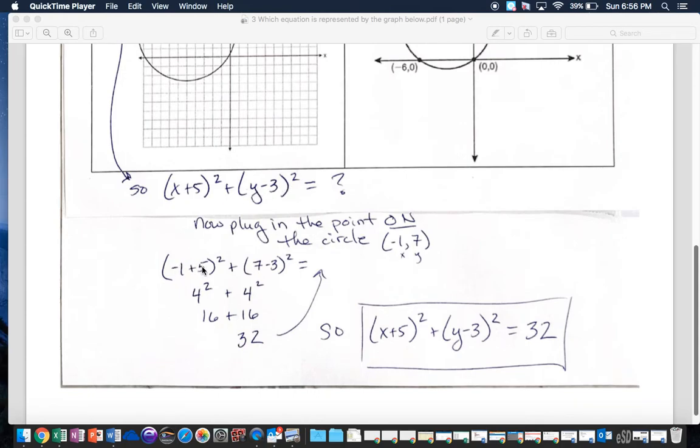So I get negative 1 plus 5. I'm still squaring it. I get 7 for the y minus 3. I'm squaring it. So that's 4 squared plus 4 squared. 4 squared is 16. 16 plus 16 is 32. And that 32 fills this question mark right here. So now you're back to (x + 5) squared plus (y - 3) squared equals what? 32. And that's where the 32 comes from.